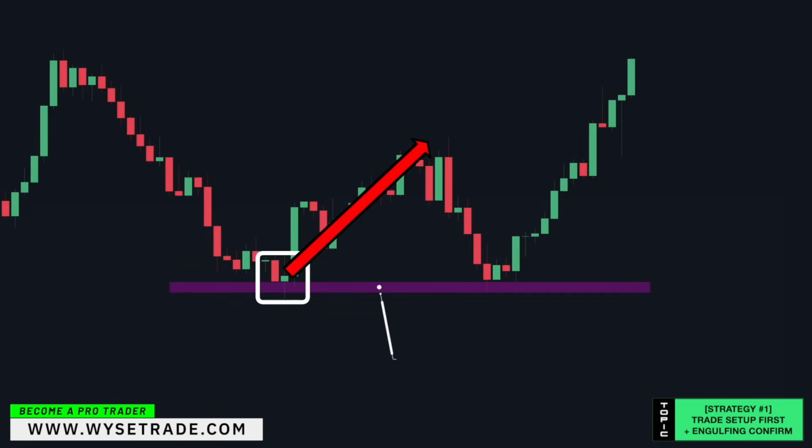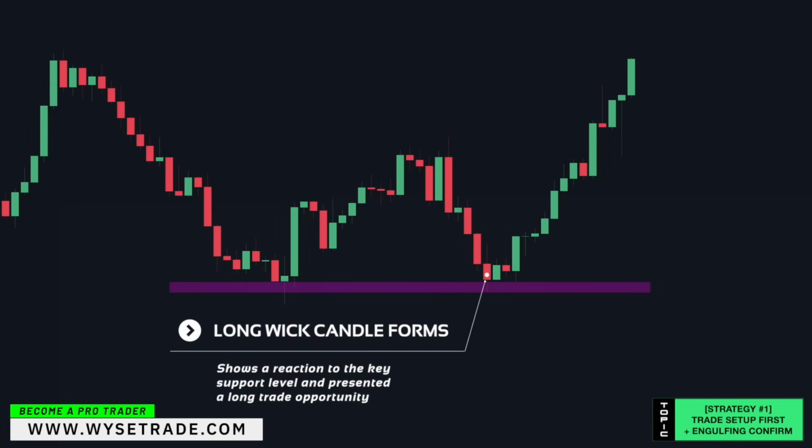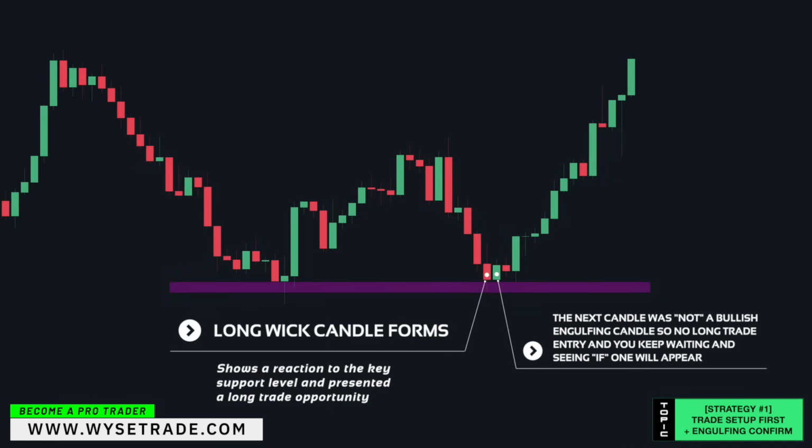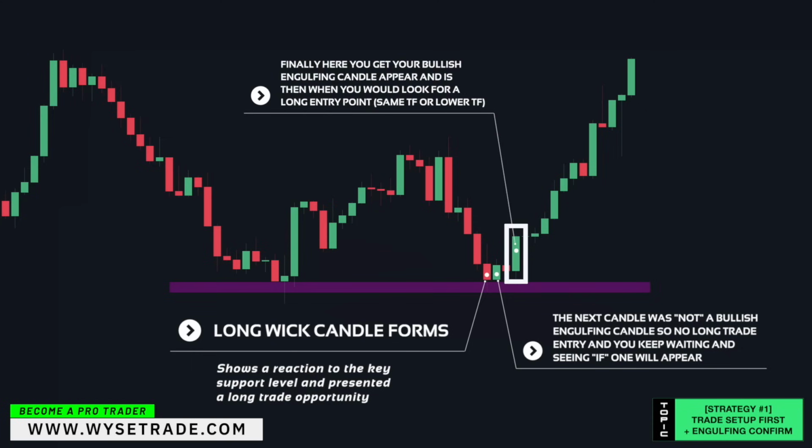This reversal point here gives you your key support level. As price comes back down to the level, you had a long wick candle form, which presented a long trade opportunity. Now, the next candle was not a bullish engulfing candle, so no long trade entry, and you keep waiting and seeing if one comes. Finally here, you get your bullish engulfing candle, and it's then when you would look for long trade entries.